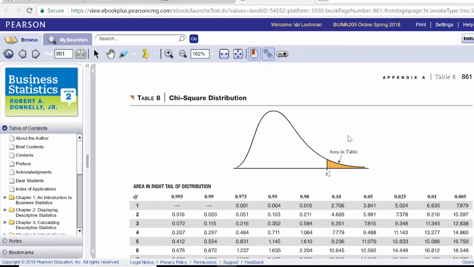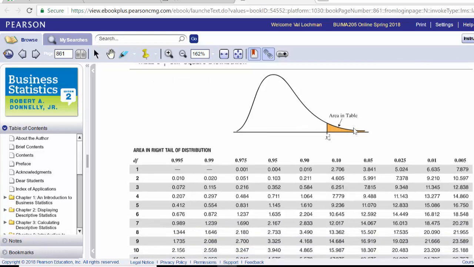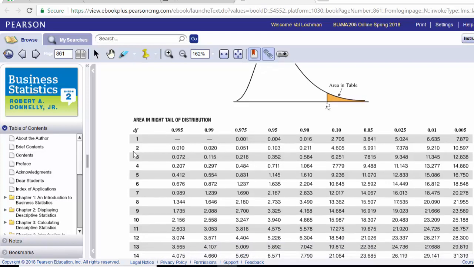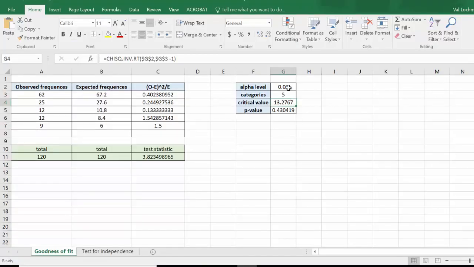Let me go back to my table and find the critical value and see if it matches the value we computed in Excel. I'm looking over here at 4 degrees of freedom, and then I'm looking for my alpha level, which was 0.05. So I need to look at the row corresponding to 4 degrees of freedom, and the critical value is 9.488. Let's change this over here to 0.05, and there it is. There is your critical value, 9.48.